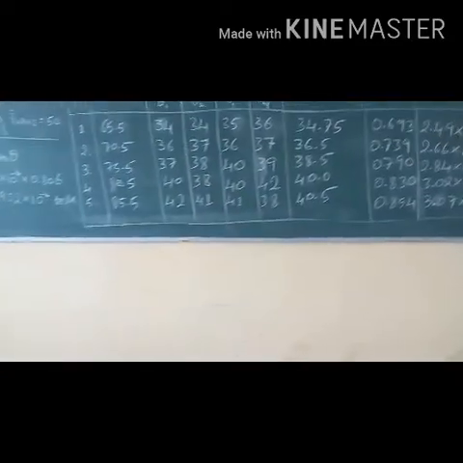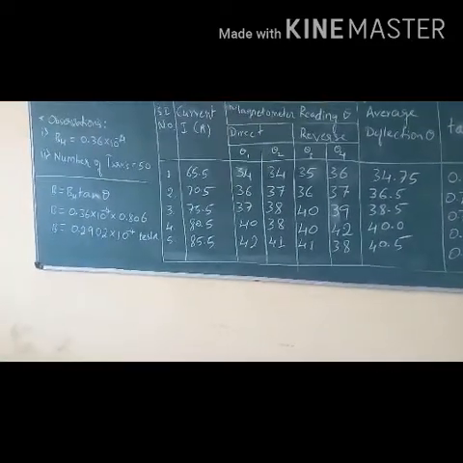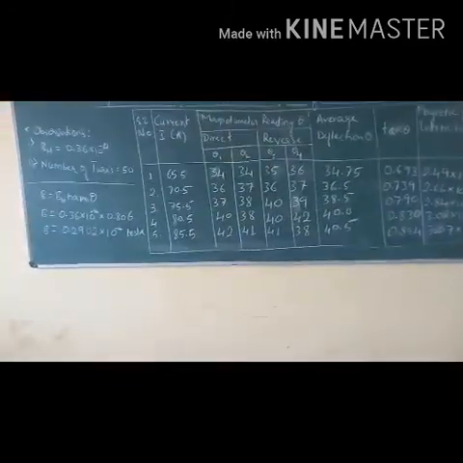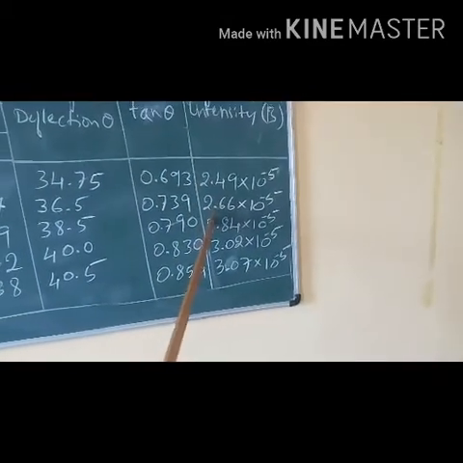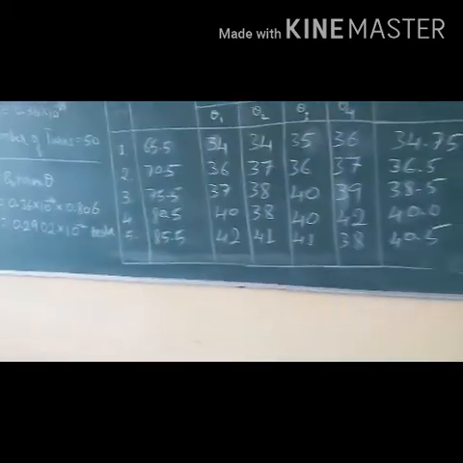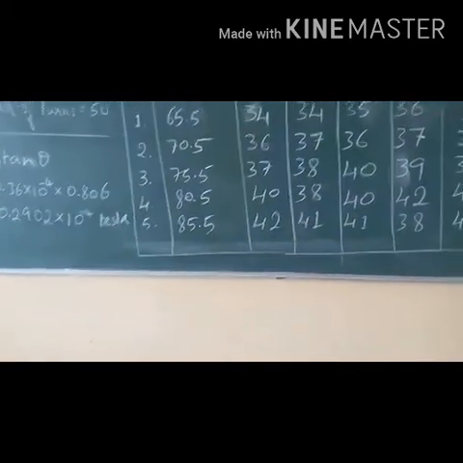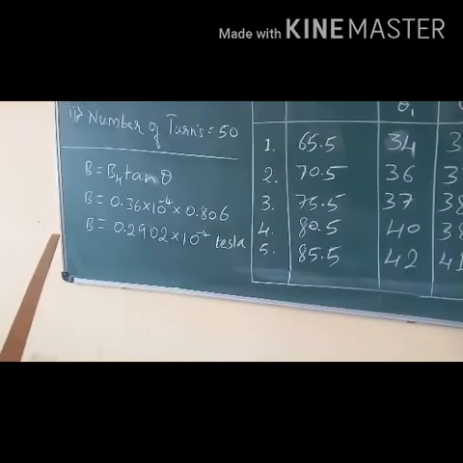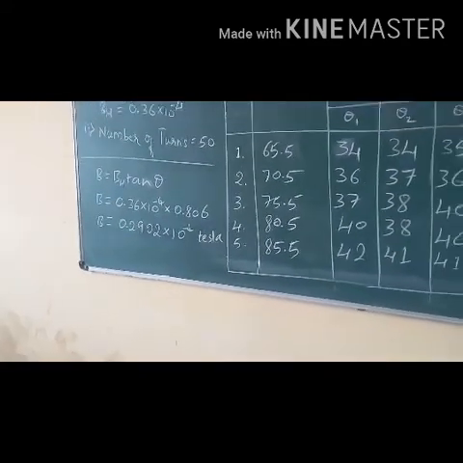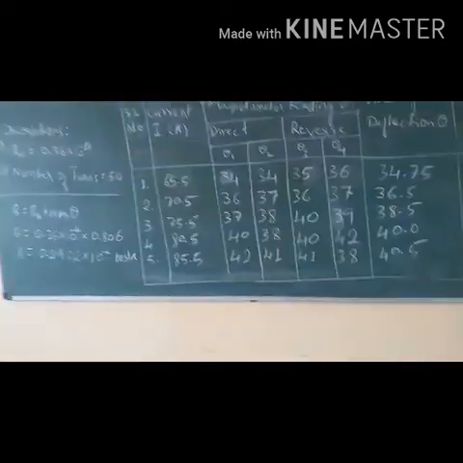We will get the magnetic field intensity at the center of the circular coil. All these values we have to add and divide by 5. We will get the magnetic field intensity B equal to 0.2902 into 10 to the power minus 4 Tesla.